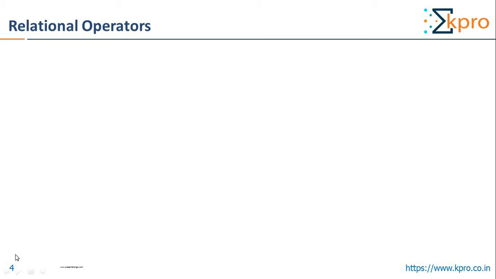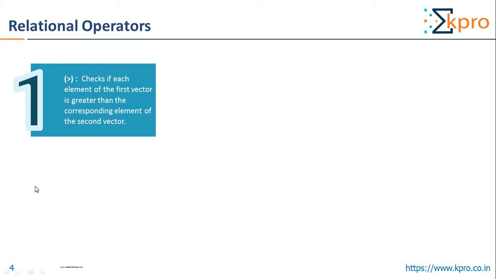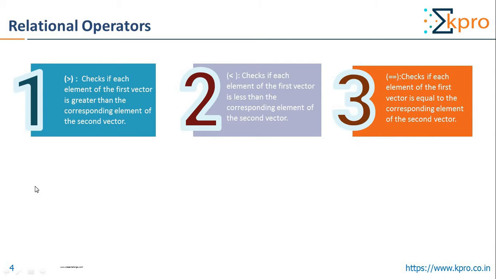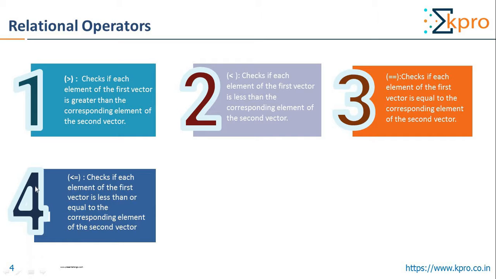R provides 6 kinds of relational operators. The first one is greater than. It checks if each element of the first vector is greater than the corresponding element of the second vector or not. The second one is less than. It checks if each element of the first vector is less than the corresponding element of the second vector or not. The next in the list is the equal to operator, also called the comparison operator. It checks if the element of the first vector is equal to the corresponding element of the second vector or not.